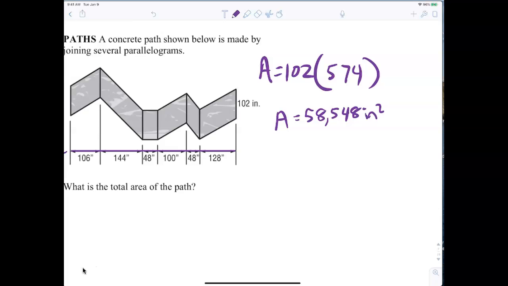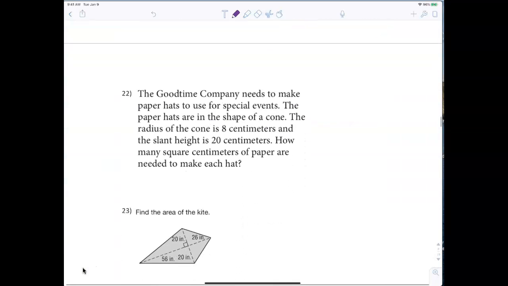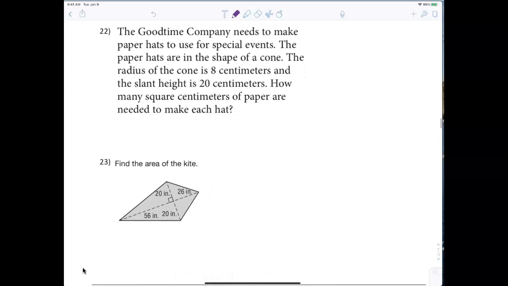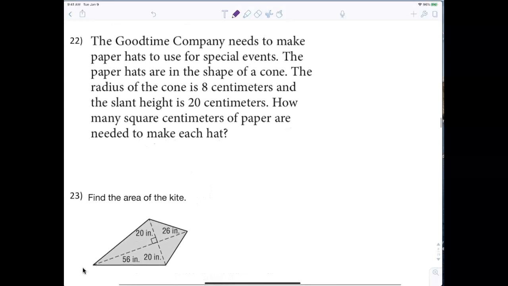All right. So here we go. So 22. The Good Time Company needs to make paper hats to use for special events. The paper hats are in the shape of a cone. The radius of the cone is 8 centimeters and the slant height is 20 centimeters. How many square centimeters of paper are needed to make each hat? So what's the surface area of a cone again? Go. Yeah, pi r squared plus pi r l.